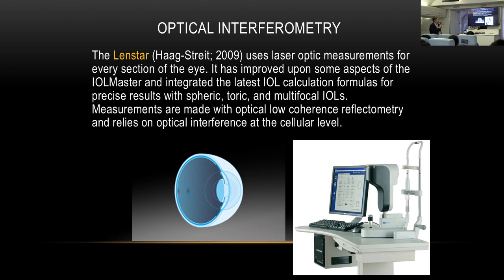Next up came a machine called the LensStar about 10 years later, in 2009. This is a machine from Haag-Streit, and it uses laser optic measurements for every section of the eye that it measures. The nice thing about the LensStar is it has integrated all of the latest formulas that surgeons are using for determining IOL power, and has integrated the specific measurements and formulas used for the fancy lenses, you know, the multifocal lenses and the toric lenses, for example.